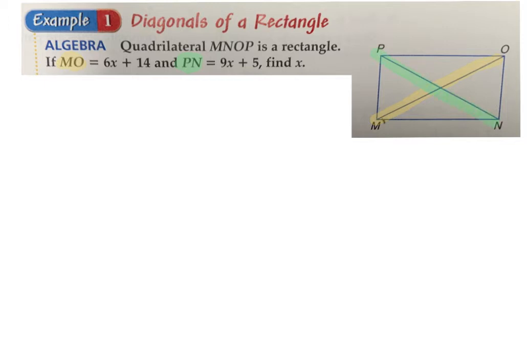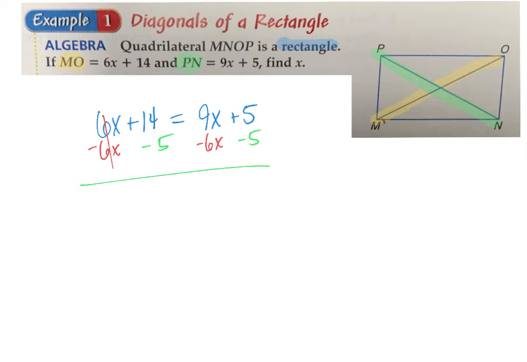We just found out that in a rectangle, which is what they told us it is, my diagonals are congruent. If those are congruent, when we solve for x, we're just going to set those equal to each other. 6x plus 14 equals 9x plus 5. Solve for x by moving all your x's to one side and all of your numbers to the other. So we will get 9 equals 3x, so x equals 3, which is what they asked for. Find x. All right, diagonals are congruent.